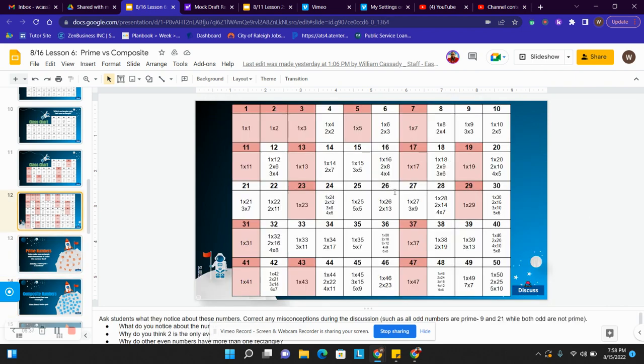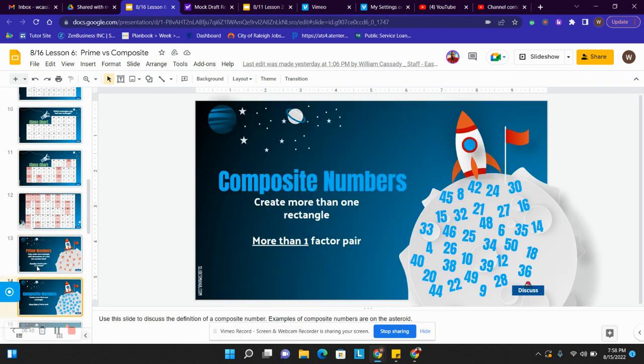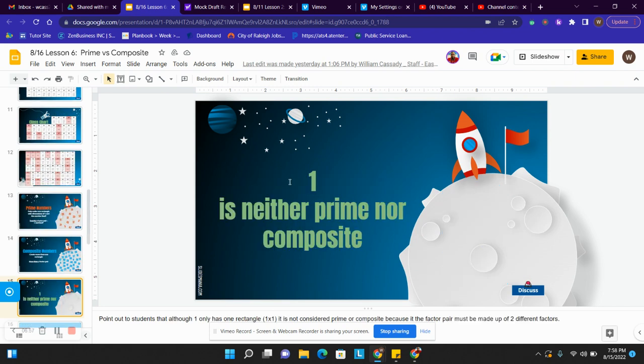Some odd numbers that are composite are 27, 25, 35. Those are odd numbers. 45, and they're composite. So even and odd don't make them prime or composite. Remember that. All right. 1 is neither prime nor composite, because to be prime, it has to have two different factors, and 1 doesn't have two different. It just has one in itself.